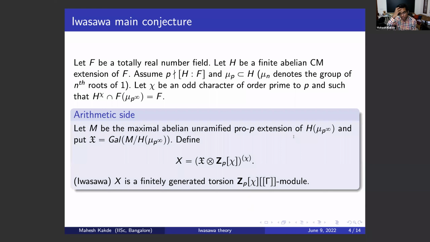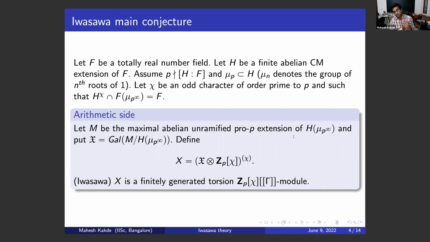So this is not Z_p[[Γ]] as I had in the abstract main conjecture, but some finite extension of Z_p[[Γ]]. So again, the same kind of theory applies. Iwasawa proves that this is finitely generated and torsion. So this essentially follows from classical theory. Okay, all right. So this is my arithmetic side, a concrete arithmetic object.